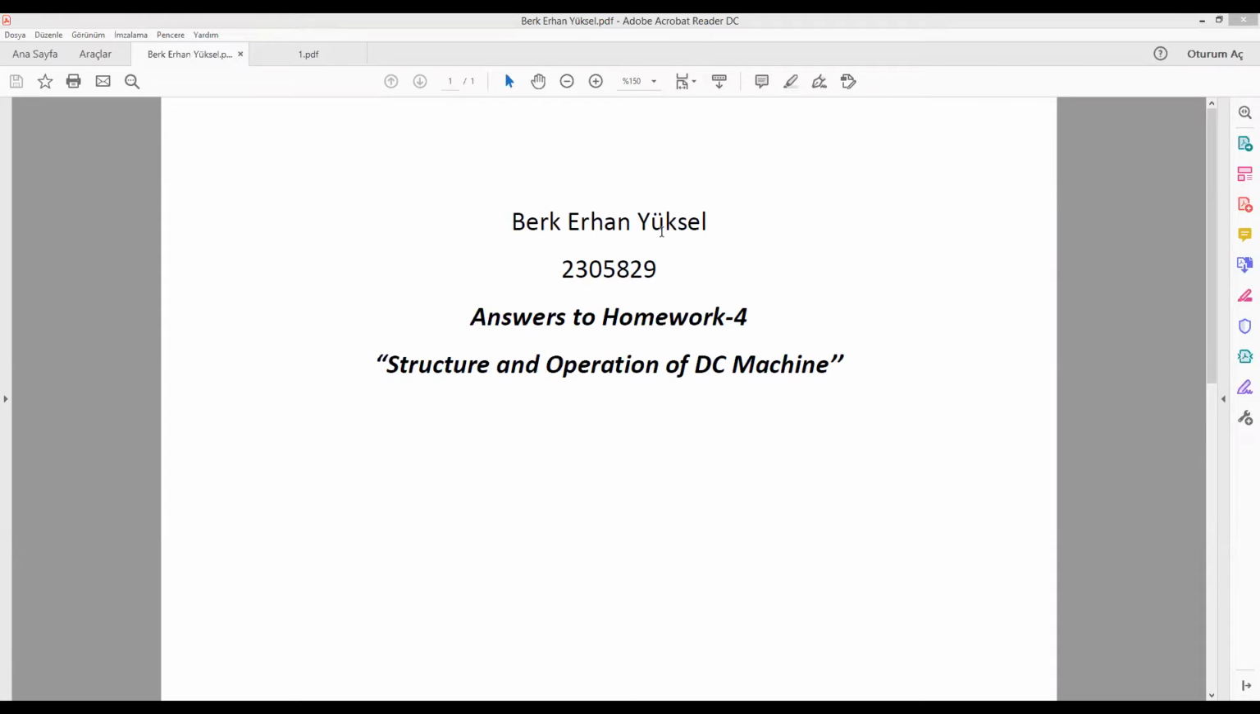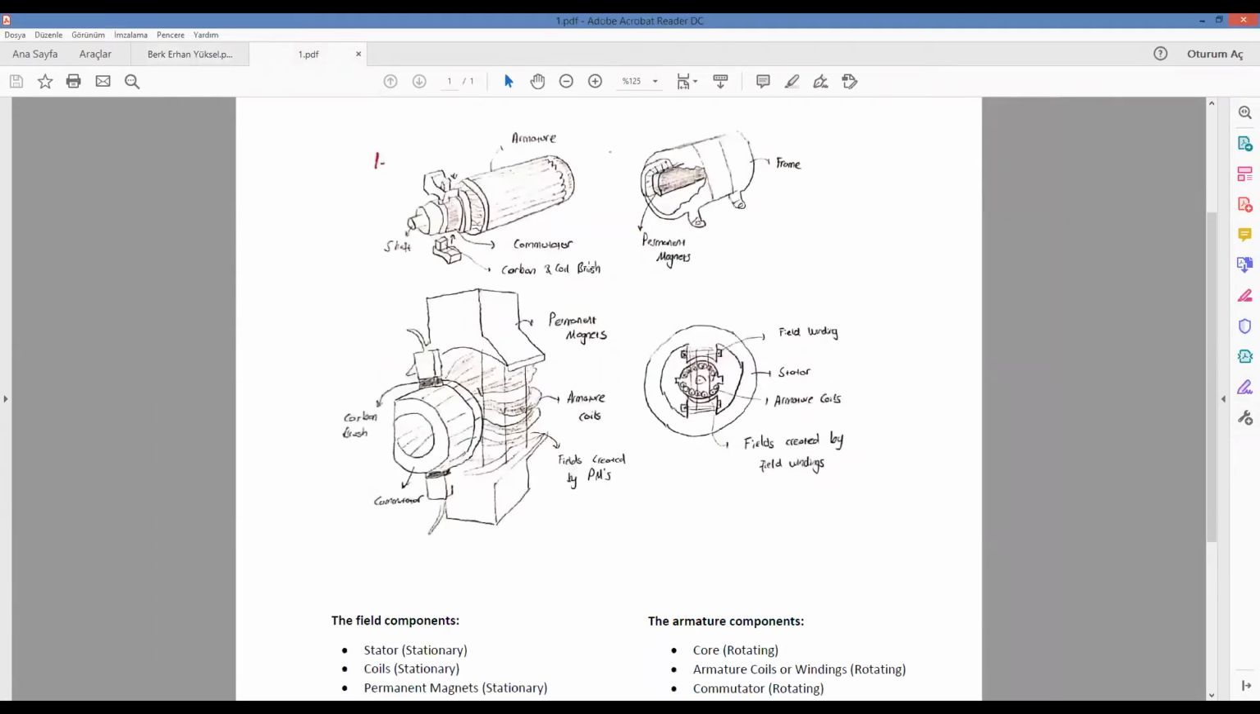Today I'm going to answer the questions of homework 4, which is named structure and operation of a DC machine. In the first question, I tried to draw physical structures of DC machines by hand.